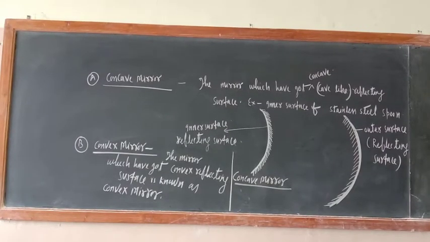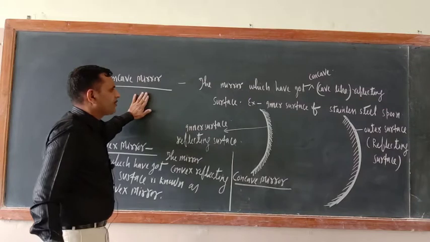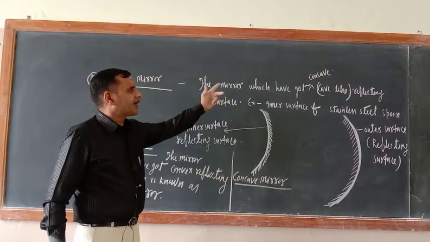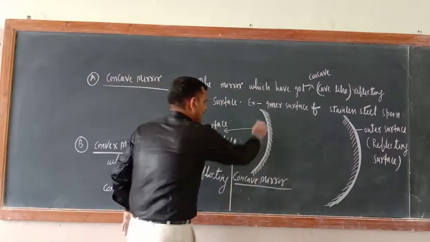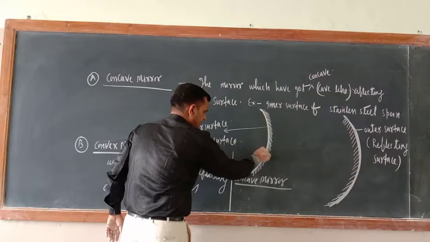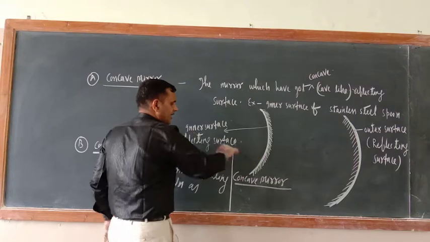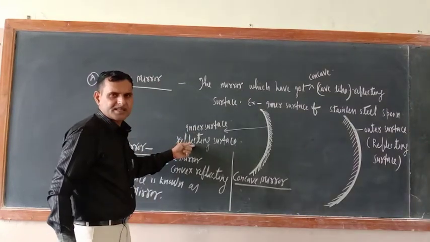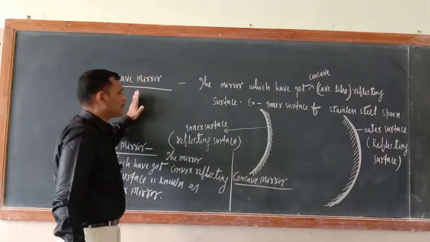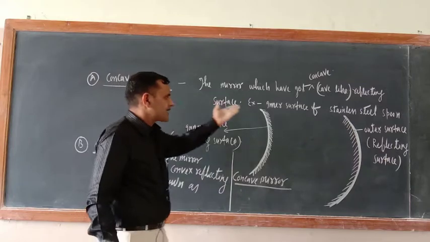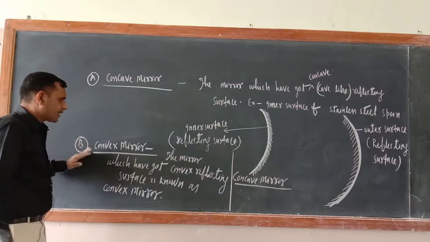So just see dear cadets here. Now concave mirror and convex mirror. So in concave mirror what is there? Which have got the concave or cave like reflecting surface. Just see here, see this diagram. This is cave like, this area, this is the inner surface. Its inner surface is only reflecting surface. That is why it is known as concave mirror. The best example is inner surface of stainless steel spoon. Okay.